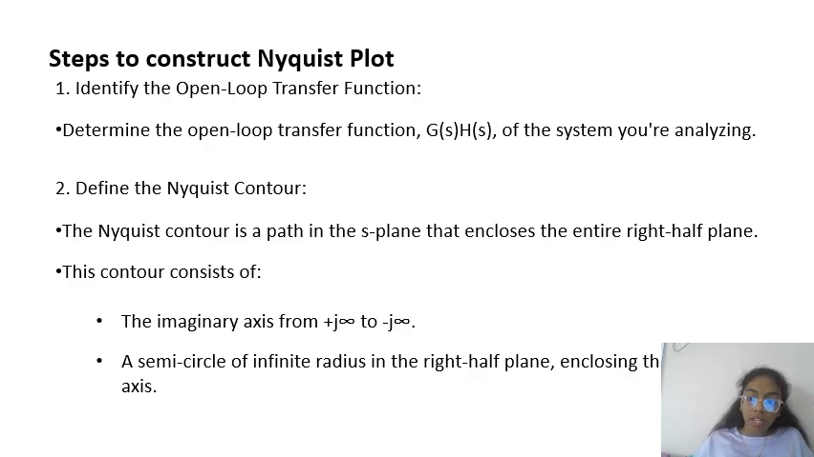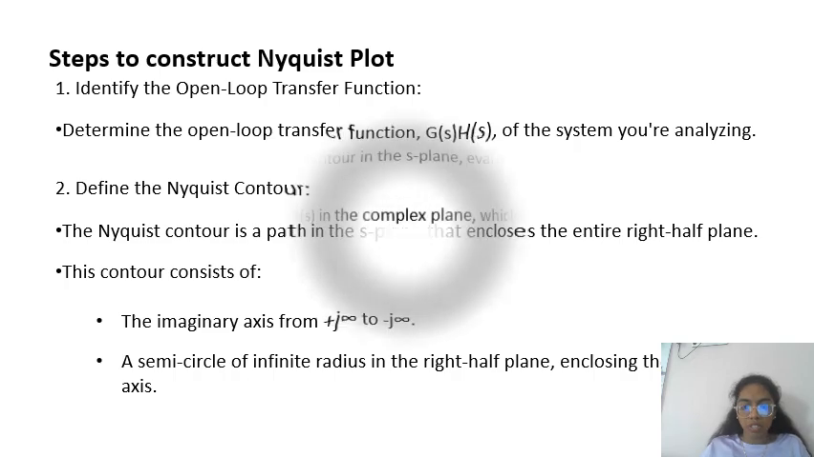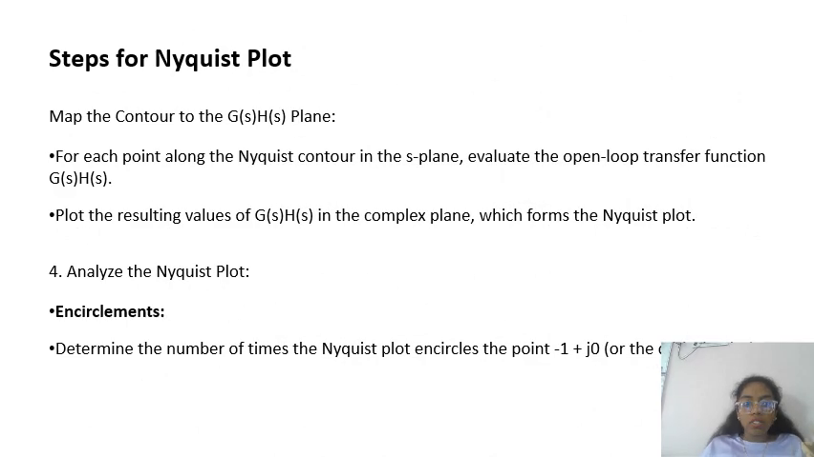So in the next slide, we're going to see the next step of the construction of Nyquist plots. Map the contour to the G(s)H(s) plane. For each point along the Nyquist contour in the s plane, evaluate the open loop transfer function G(s)H(s). Plot the resulting values of G(s)H(s) in the complex plane, which forms the Nyquist plot. So finally we need to analyze the Nyquist plot.